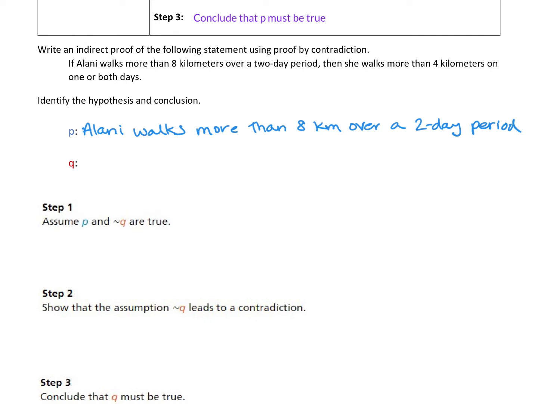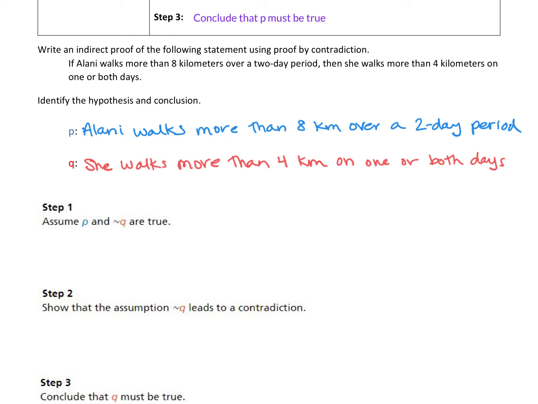Okay, and then our Q is the conclusion of our conditional statement. Then she walks more than 4 kilometers on one or both days. So we're just going to write that in. I'm going to pause and write it in. You pause and write it in as well. Okay, so there's our Q. She walks more than 4 kilometers on one or both days.